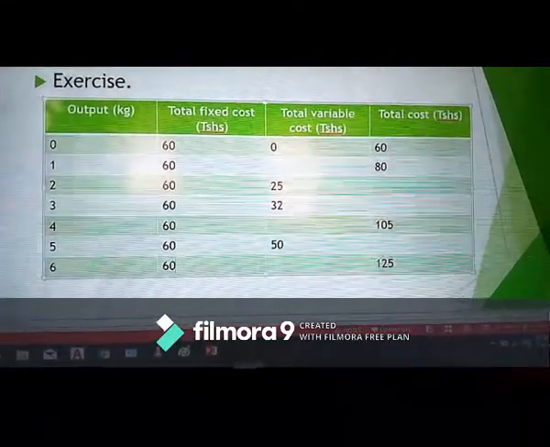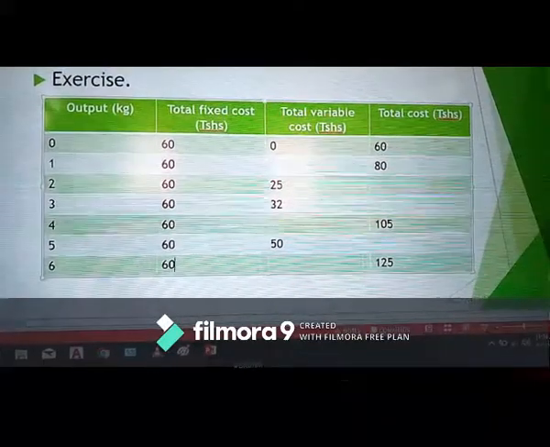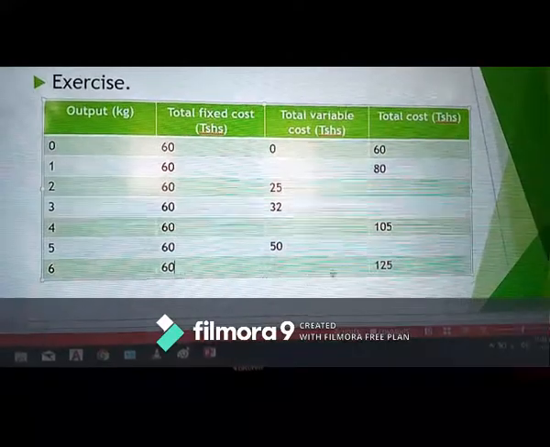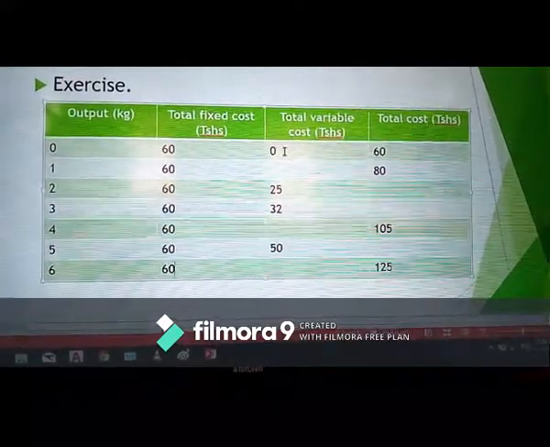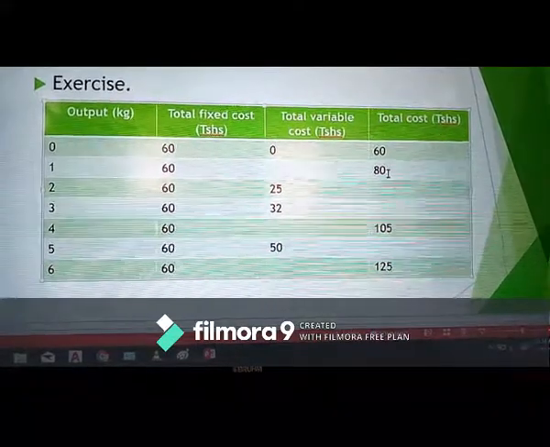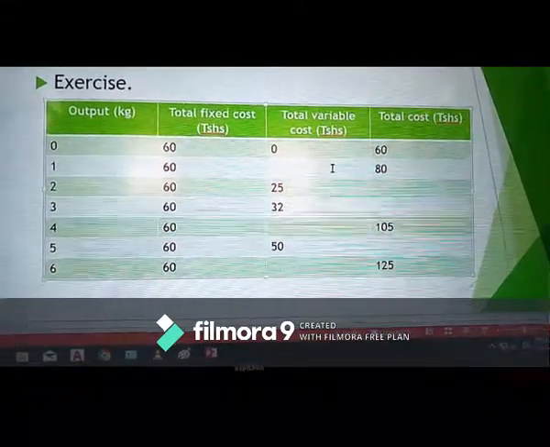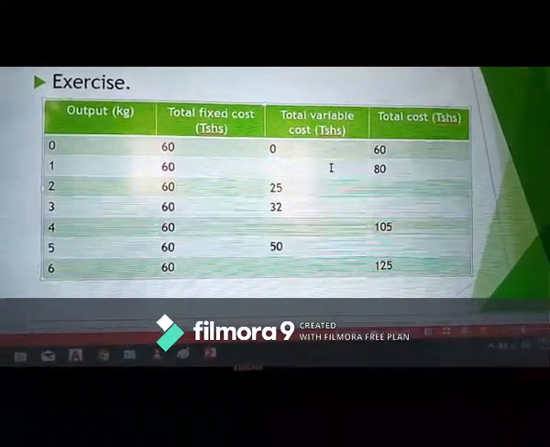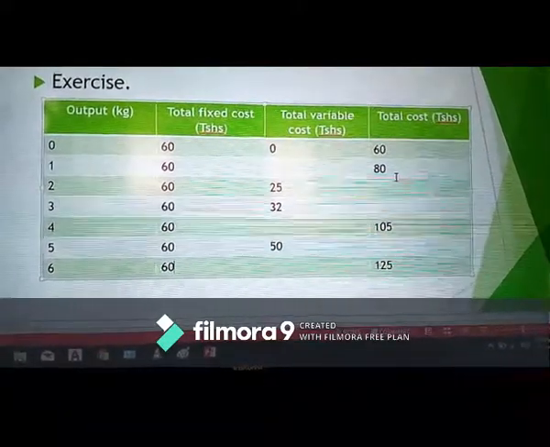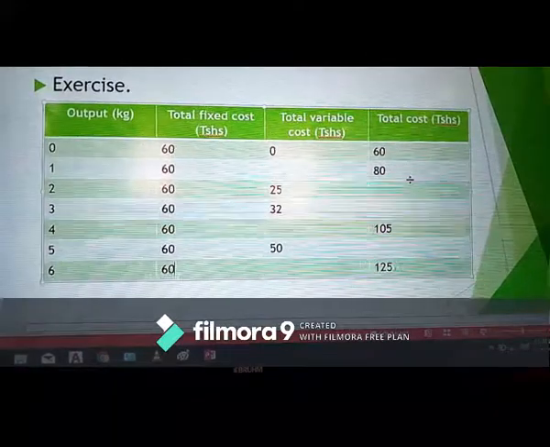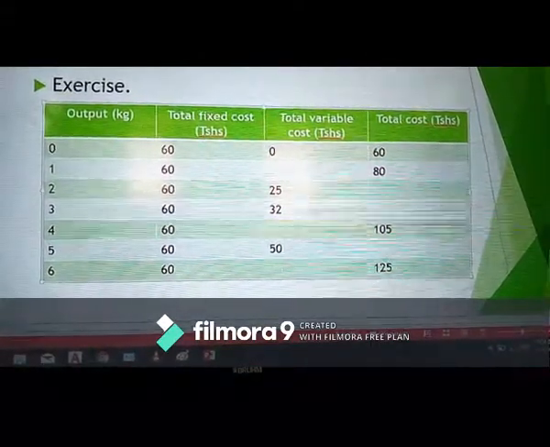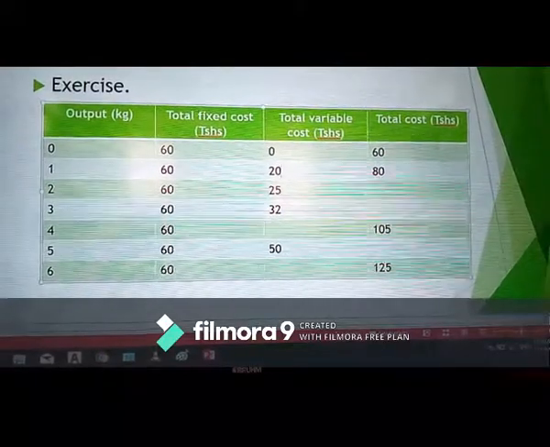Now, our task will remain finding either the total variable cost or the total cost. Consider here, if we have a total fixed cost of 60 and a total cost of 80, we have to find the total variable cost. So what we do is take the total cost minus total fixed cost. We take 80 minus 60, and our answer will be equal to 20 variable cost.